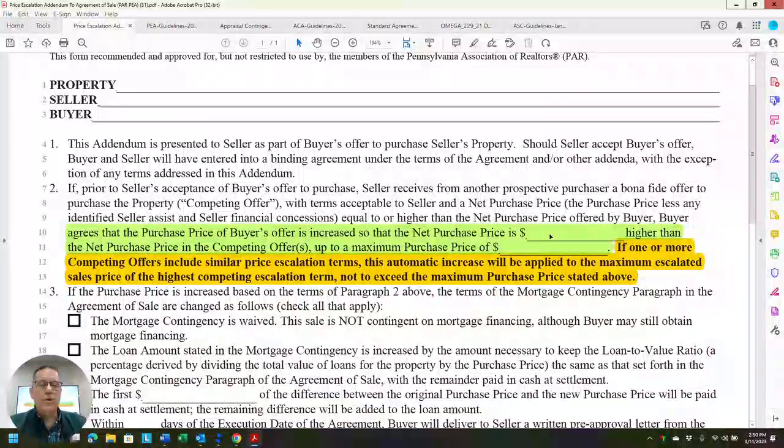And make sure you exceed that 230. If it goes to $230,800, then make sure you put in $230,800 as your maximum so you can take full advantage of your escalation amount.